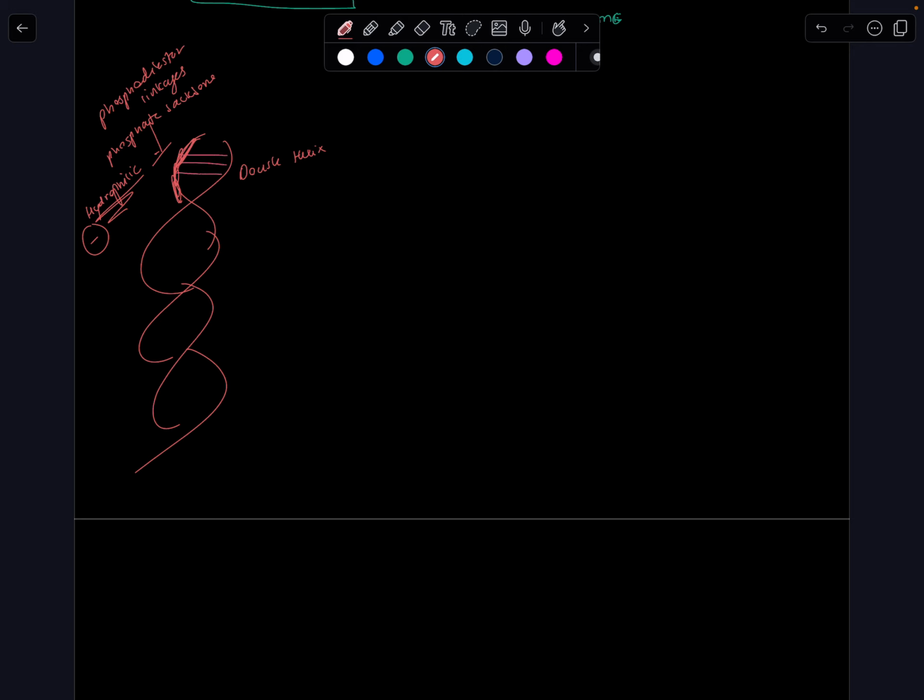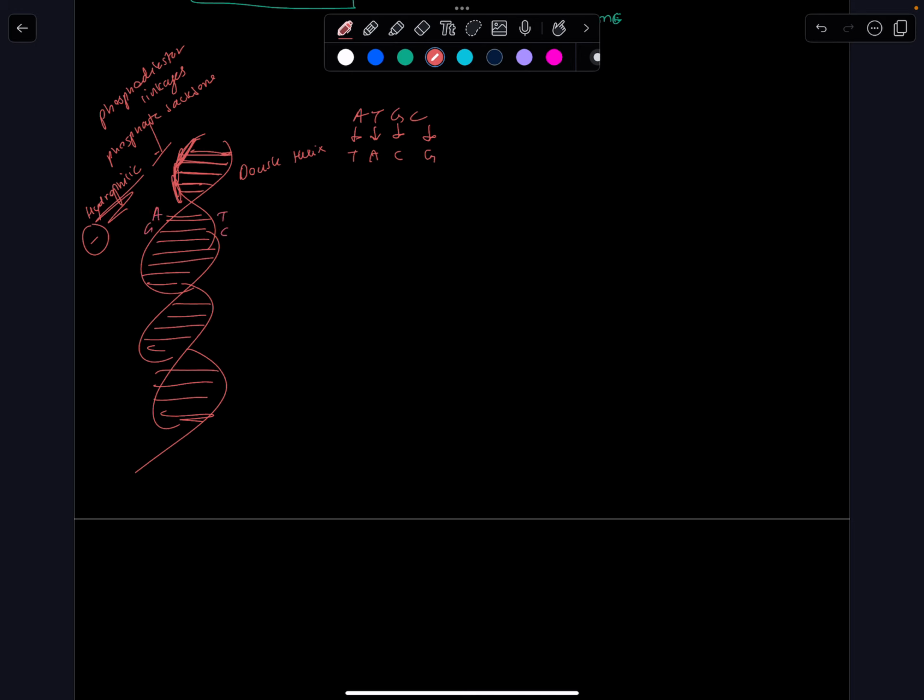And connecting these phosphate backbones, we have our base pairs that are connected together. So those are our A, T, G, C, and A will pair with T, T will pair with A, G pairs with C, C pairs with G. Those are what are making these bonds over here. So we could have like an A over there, a T over there, G over there, C over there, like that. And the bonds in between these bases, these are going to be hydrogen bonds.